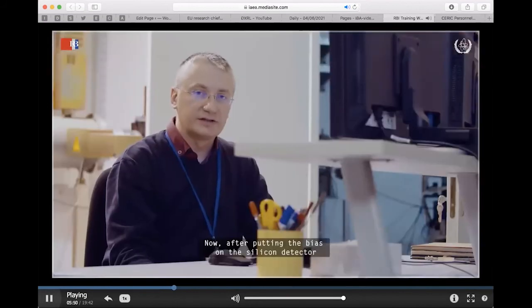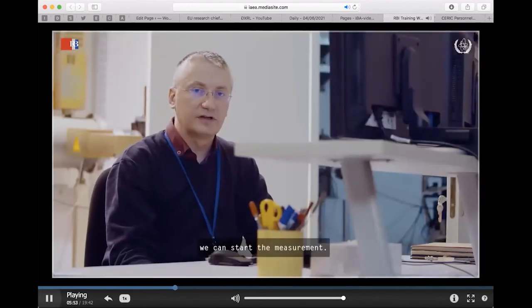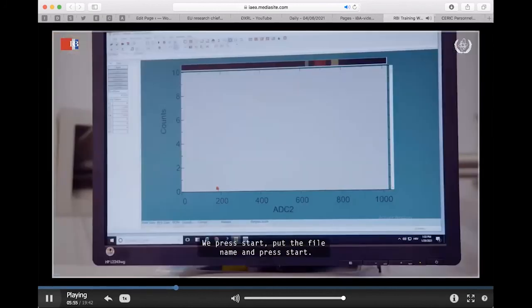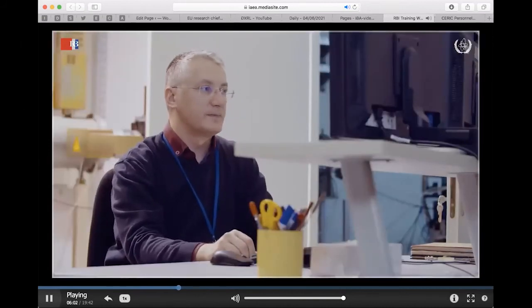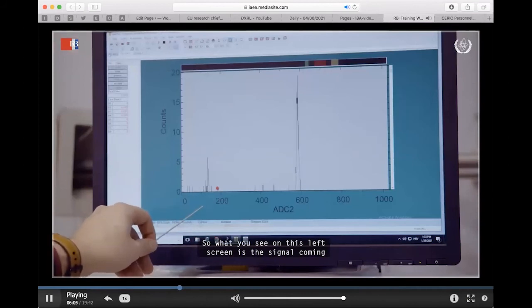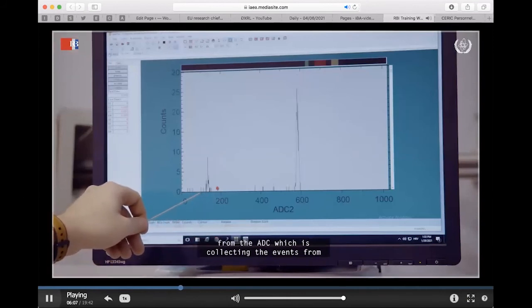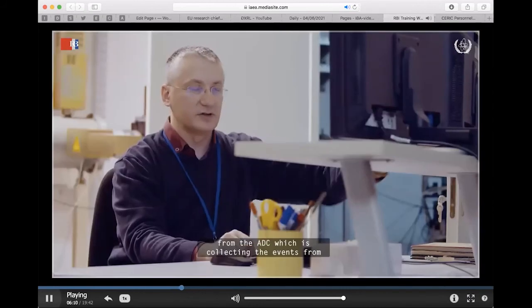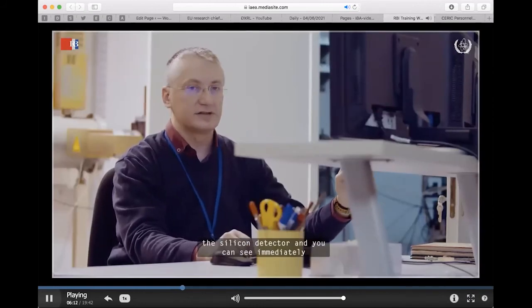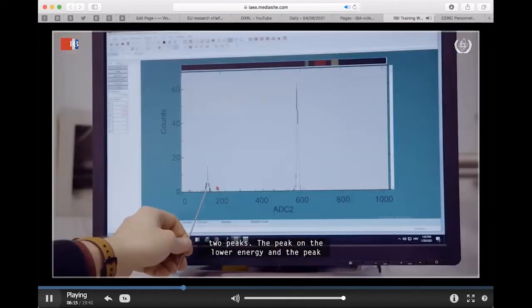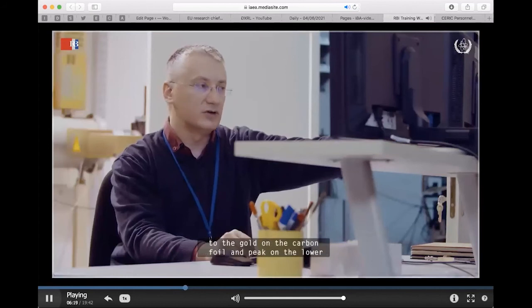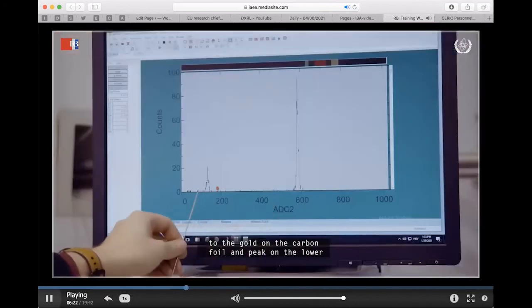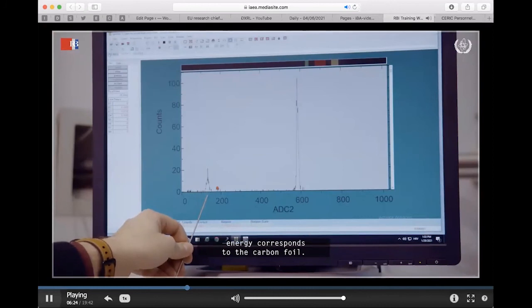Now, after putting the bias on the silicon detector, we can start the measurement. We'll press start, put the file name, and press start. So what you see on this left screen is the signal coming from the ADC, which is collecting the events from the silicon detector. And you can see immediately two peaks, the peak on the lower energy and the peak on the higher energy. The peak on the high energy corresponds to the gold on the carbon foil, and the peak on the lower energy corresponds to the carbon foil.